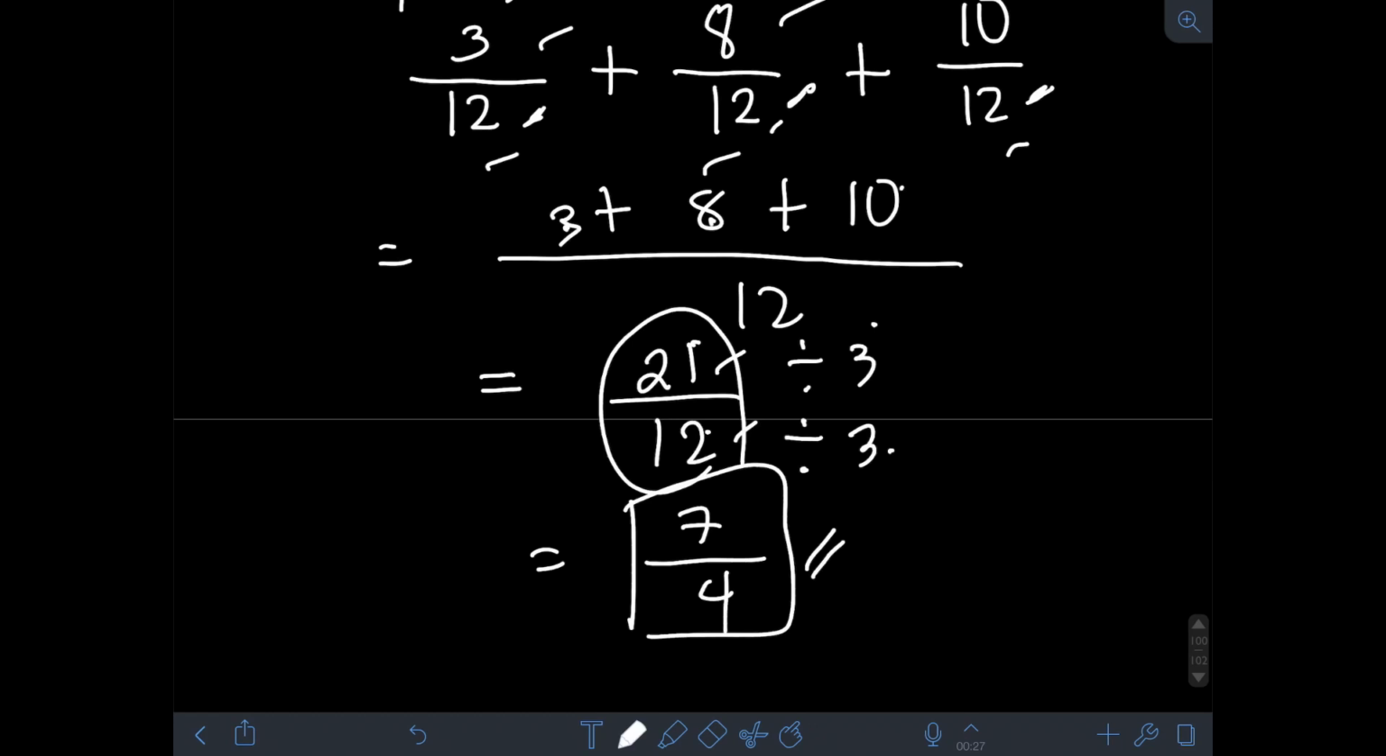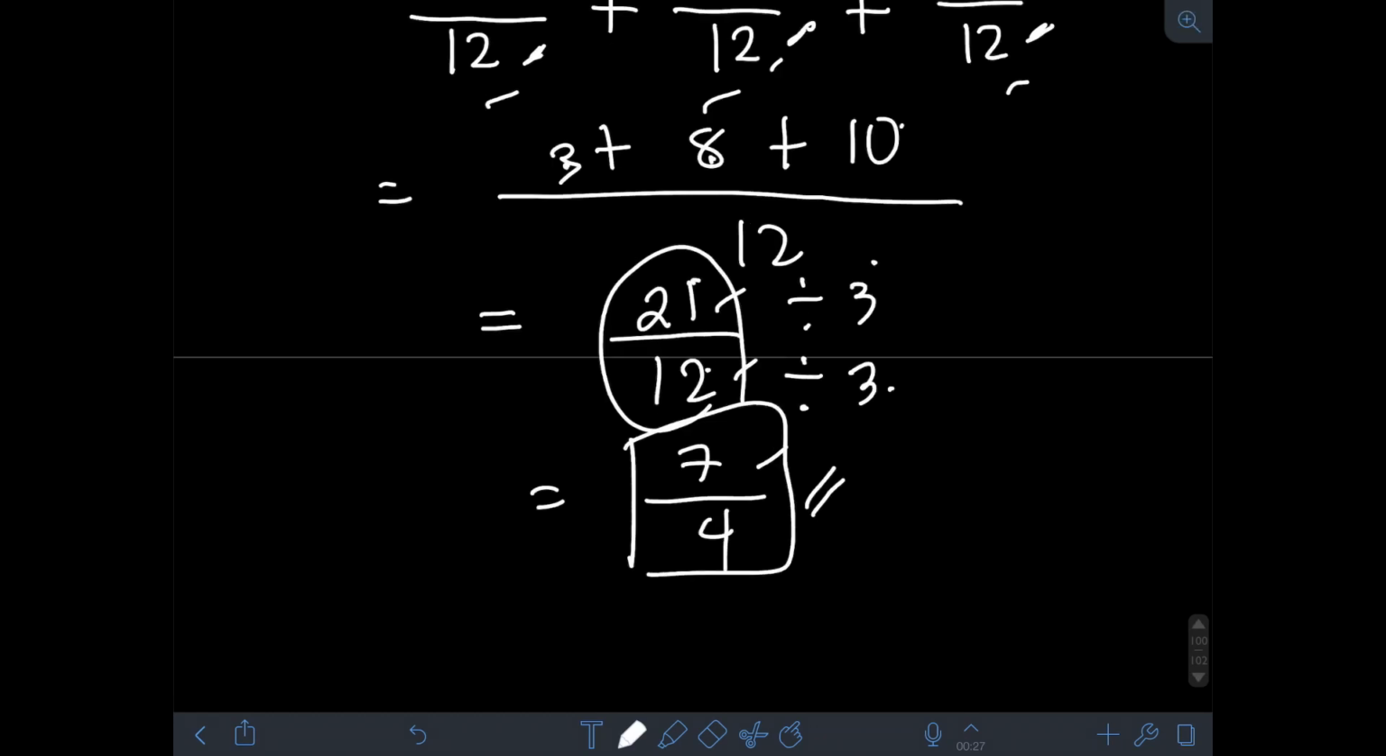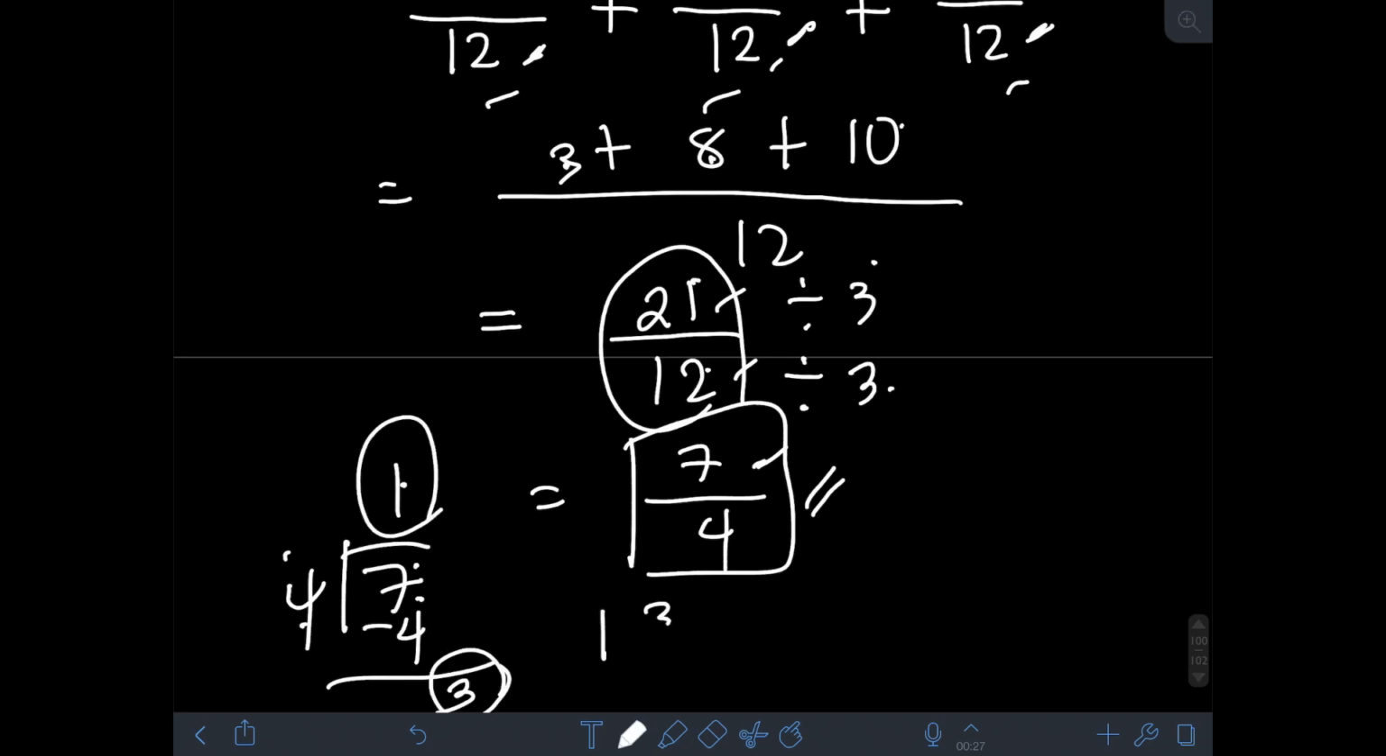Or you can also transform this improper fraction into a mixed number by dividing 7 by 4. So 7 divided by 4 is 1. 1 times 4 is 4. Subtract: 7 minus 4, we have 3. So that 7 over 4 in mixed number is equal to 1 and 3 over 4.